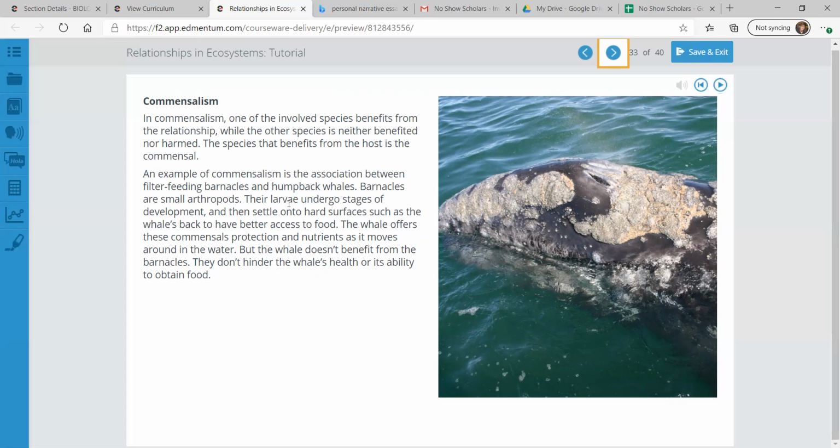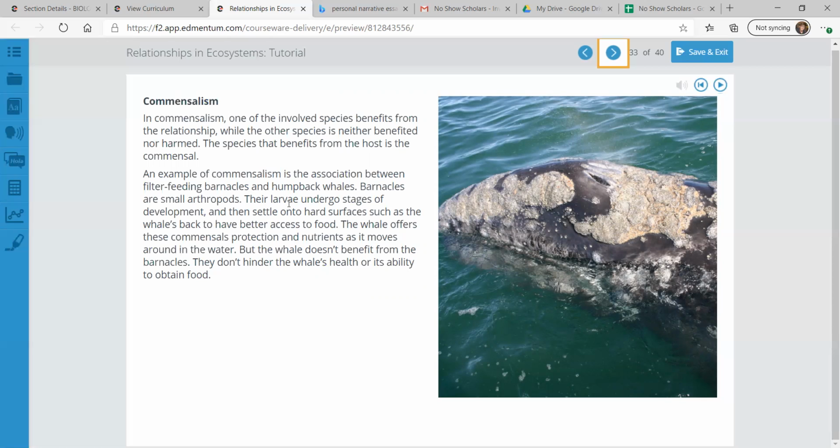So on the whales, there are actually these barnacles, and they are small arthropods, and their larvae undergo stages of development. And then they settle onto hard surfaces, and that includes a whale's back, to have better access to food. The whale offers these commensals protection and nutrients as it moves around in the water.